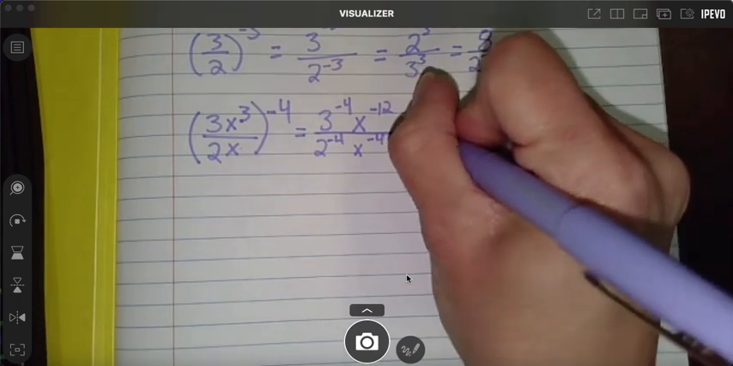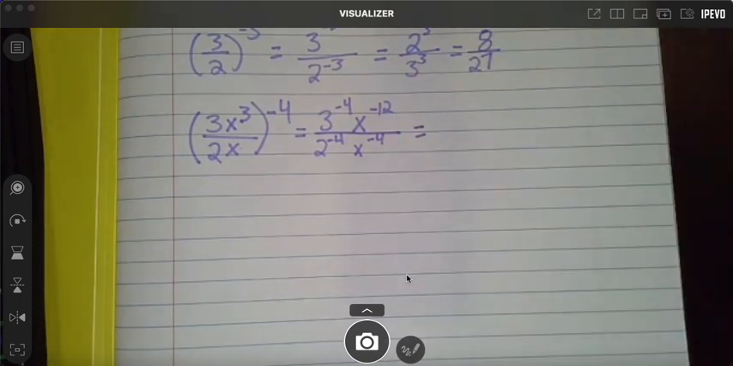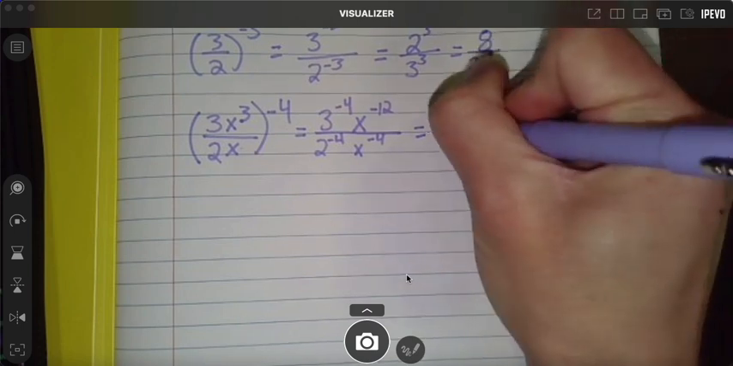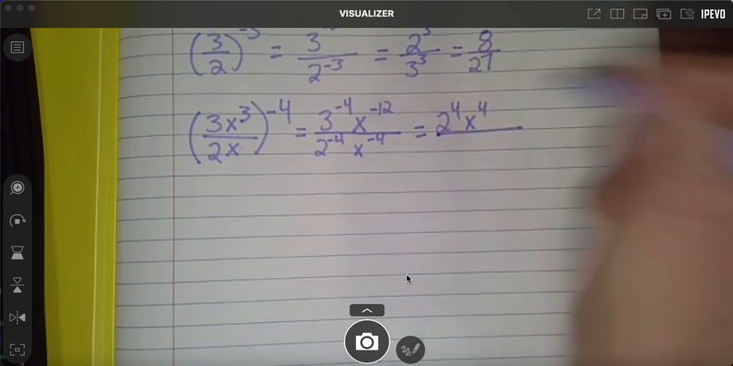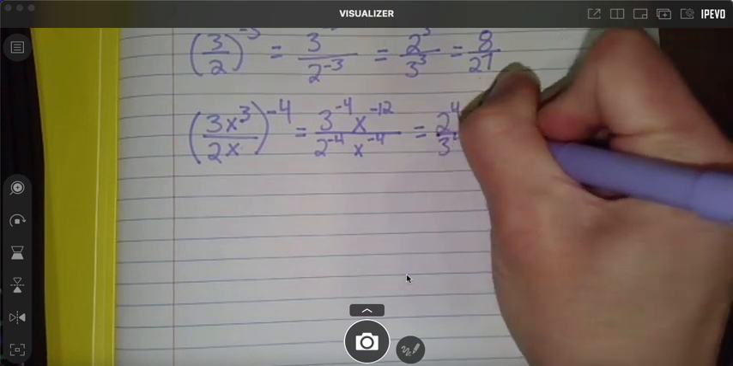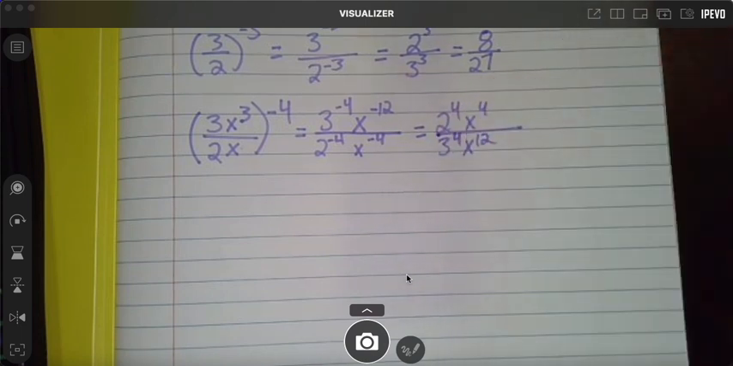Now, everything with a negative exponent must be what? Flipped. So I would write my 2 to the 4th, x to the 4th up here. And what am I going to write in the denominator? 3 to the 4th and x to the 12th. Any questions on that one so far? You have to do 4 minus 12, right?